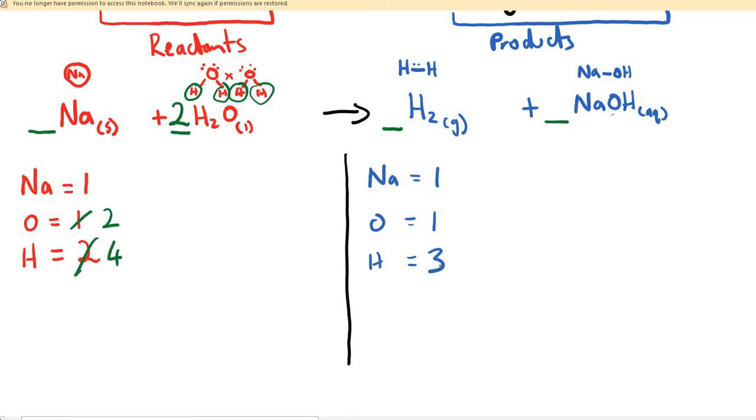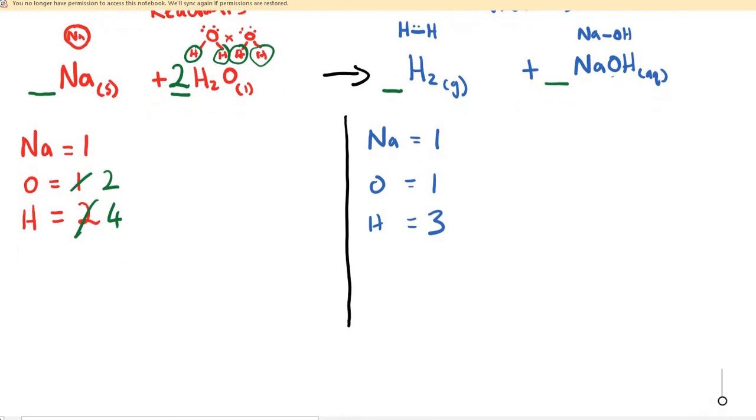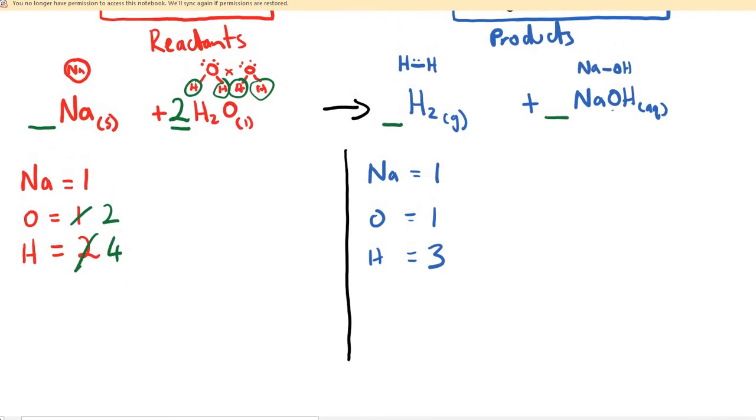All right, so let's start with the hydrogens. Actually, no, let's start with the oxygens because the oxygens are only in one spot. Can you see how the oxygen's only in one molecule, whereas the hydrogen's in 2? So, little hint, always start where an element is only in one molecule. Let's balance him first. So let's balance the oxygens.